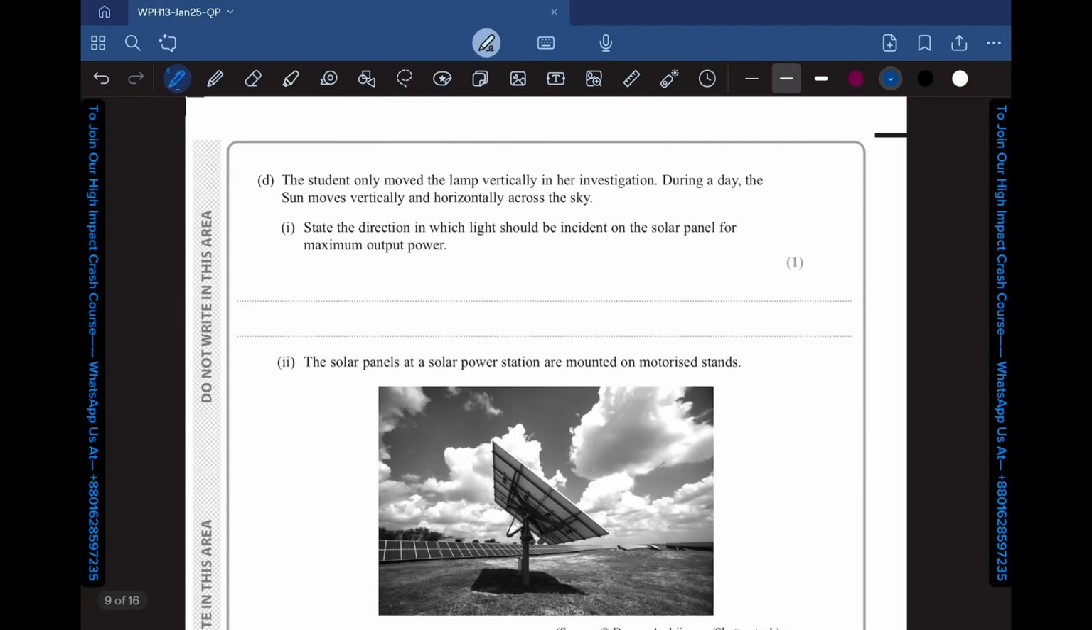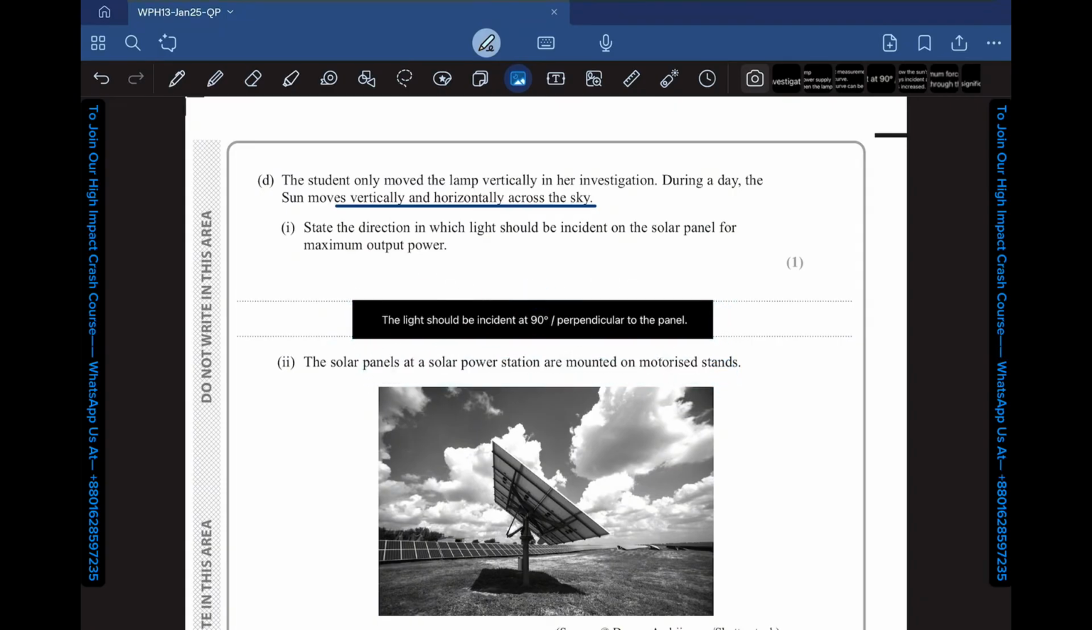Now let's head towards the next question. It says the student only moved the lamp vertically in her investigation. Okay. During the day, the sun moves vertically and horizontally across the sky. State the direction in which the light should be incident on the solar panel for maximum output. This is a typical physics unit 2 question. We know when the solar panel and the sun is at 90 degrees, I mean the sunlight is at 90 degrees on the solar panel, maximum output occurs, right? This is something that we have seen in our O levels as well. Maybe not in O levels, actually in our physics unit 2 as well.